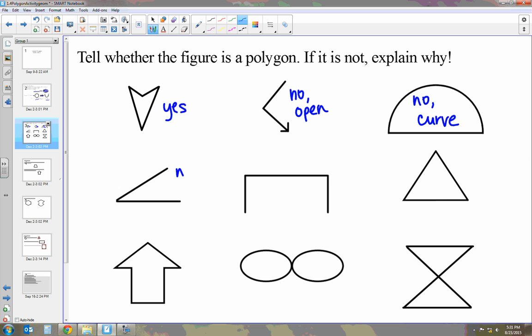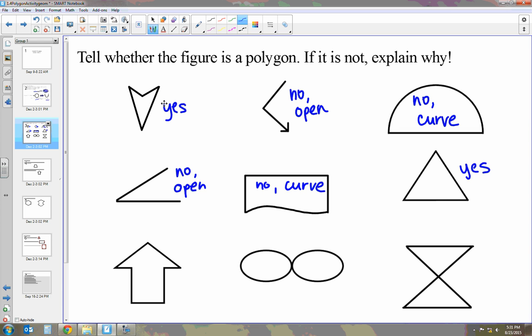This next one is not a polygon because it is an open figure. This next one, this should look like this. This next one is not a polygon because it has a curved line. Okay, and then the one after that is a triangle, and this is a polygon, and it is a polygon because we have straight lines, one interior region, and then no open areas.